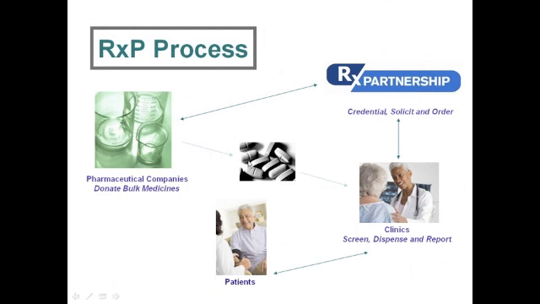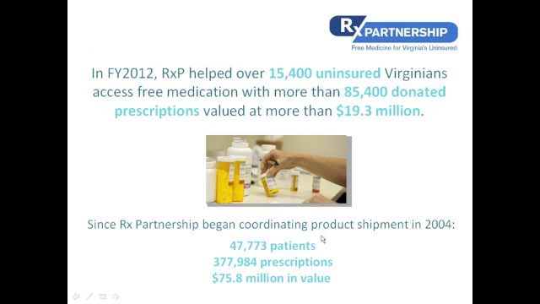So looking at the impacts of this in Virginia, each clinic maintains data on the number of patients and the number of prescriptions and the dollar value that's impacted their clinic and their local region. Cumulatively, looking at the last fiscal year, July 1st of 2011 through June 30th of 2012, over 15,000 uninsured Virginians, over 85,000 prescriptions with a dollar value of about $20 million. And this is all free medication that we were able to coordinate being sent and distributed through that network of clinics with pharmacies.